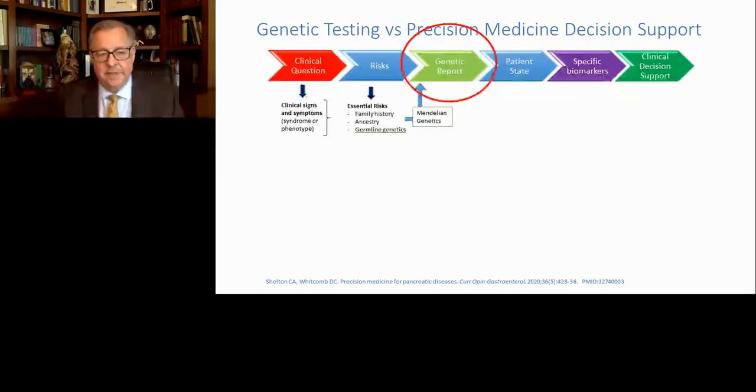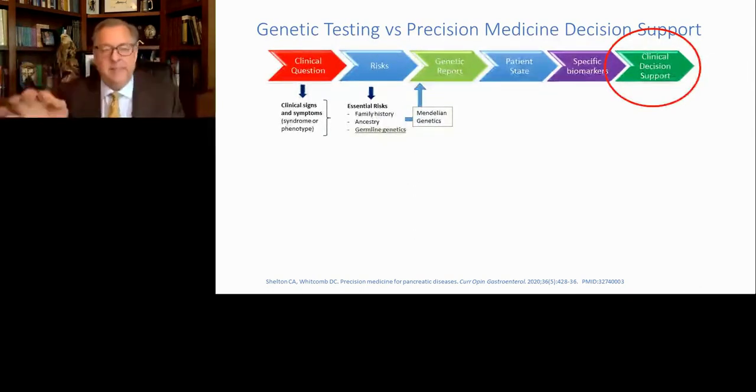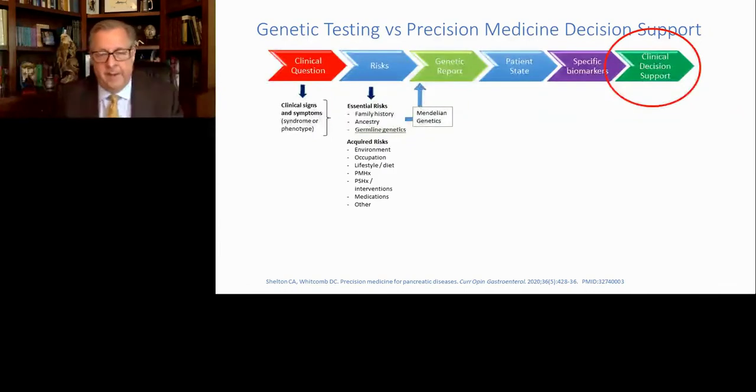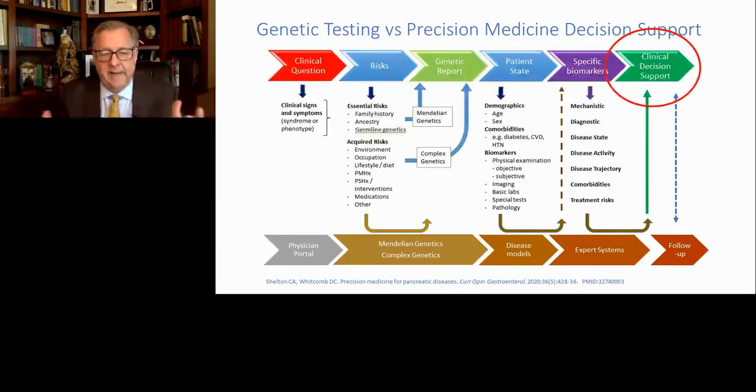What's really needed is to expand the genetic report and to transform it into a clinical decision support so that the physician knows in every patient what's wrong and what to do about it. In order to do that, there are additional acquired risks that are important to understand. In addition to that, the Mendelian and the complex genetics have to be considered so that there are additional risk factors that are reported. Then the patient's state has to be brought in. How old are they? What's their sex? What are their comorbidities?